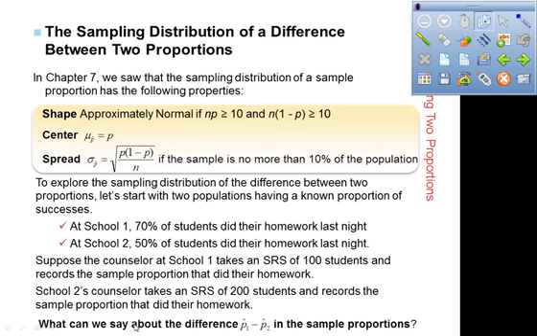What can we say about the difference of p1 minus p2 in the sample proportion? Well, if I take p1 minus p2, according to my population, 70 minus 50 is going to be greater than 0. Right? So what can we say? We can say that the results should be positive if I'm doing p1 minus p2. That would be what we would expect to see in our sample proportion, something similar to what we know about the population from the night before.